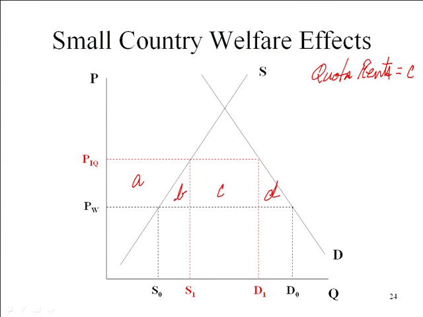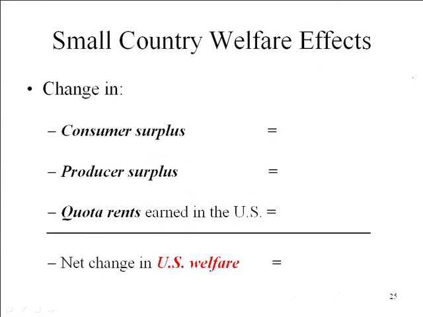from last time. So with this in mind, let's think about what the welfare effects are if the quota rents are earned inside the country. If we look at consumer surplus, we would see the consumer surplus went down by the areas A, B, C, and D. Producer surplus went up by area A. And the quota rents earned in the United States were area C. So our net change then is minus B minus D.